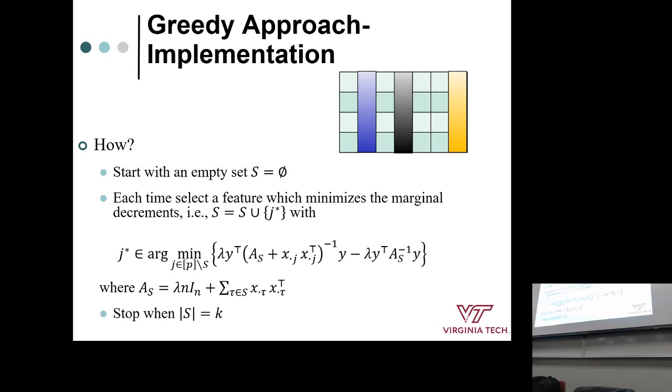We cannot get the solution done within an hour, maybe 2 hours. We cannot do this. So now we look at this formula. You see, the difference here is that in this A_S, the current best set you have selected, the difference only has one more rank one matrix. So what you can do is just use a rank one update.